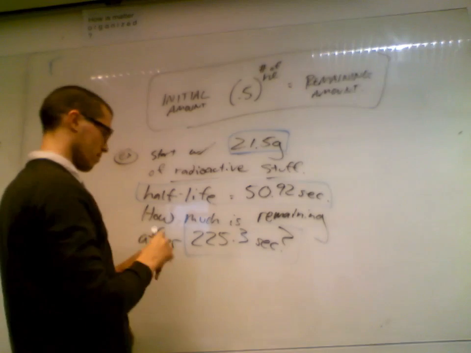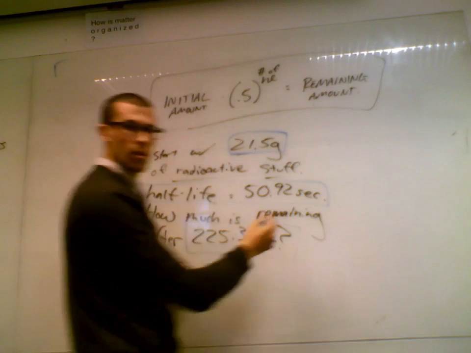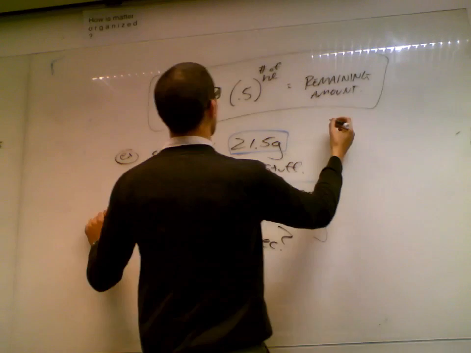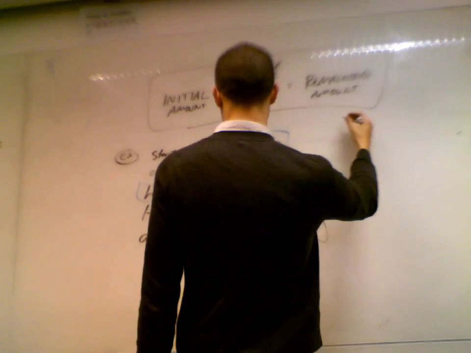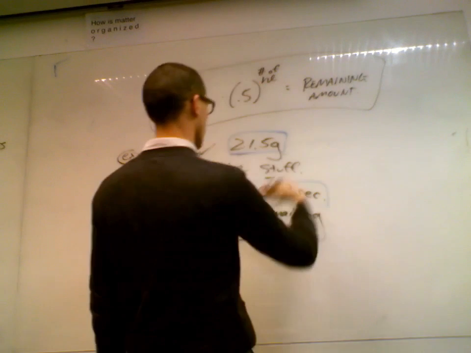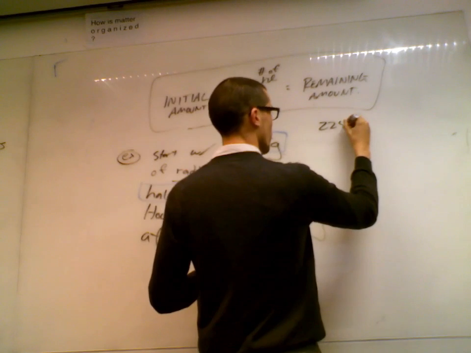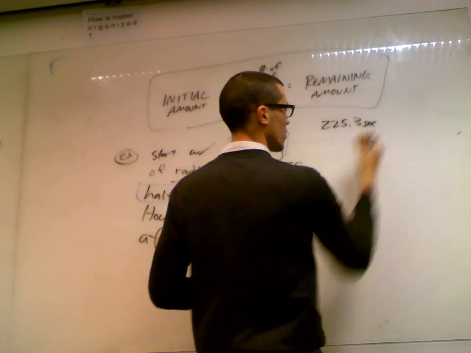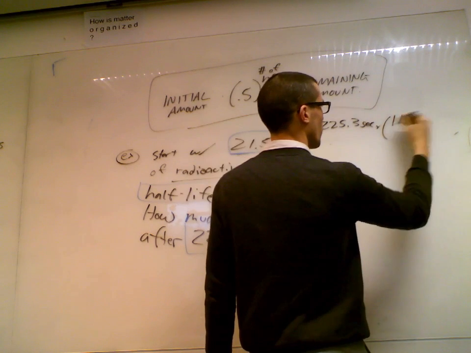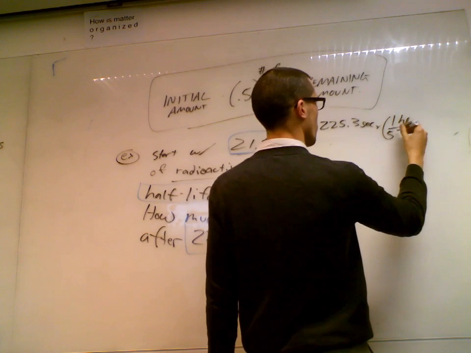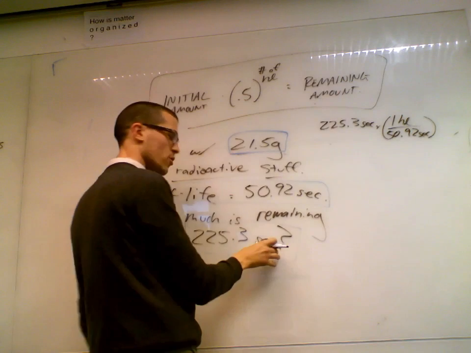So this is what we do. Let's just do it. Let me just do it all out right here. So we've got 225.3 seconds, in parentheses, over 1 half-life over 50.92 seconds. Now, if this was in minutes, we'd have to convert that to seconds first.